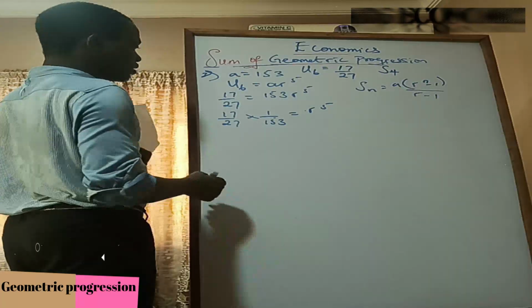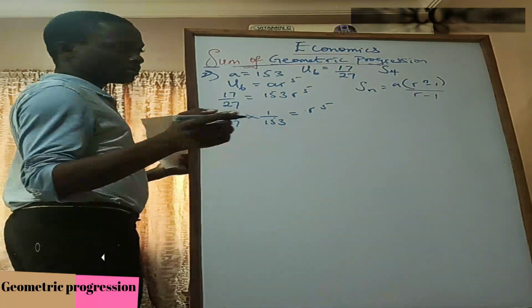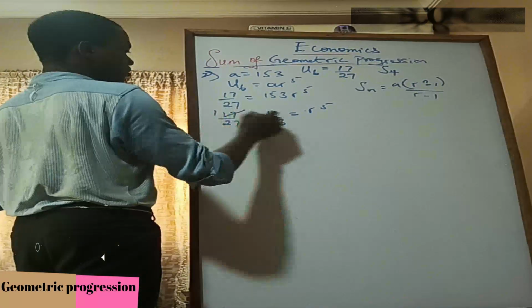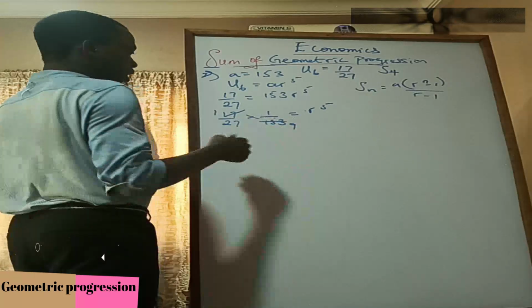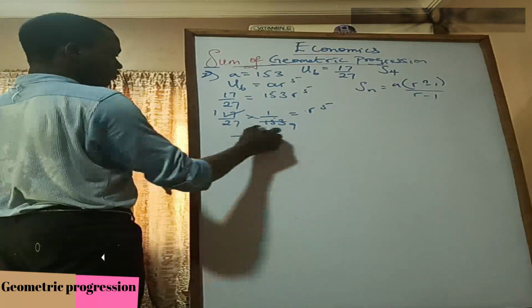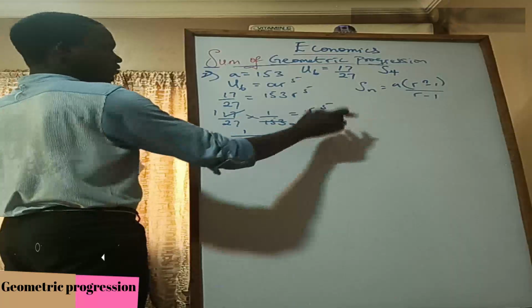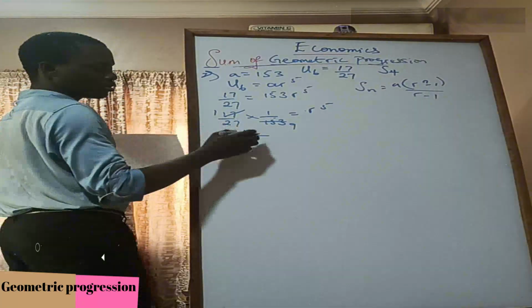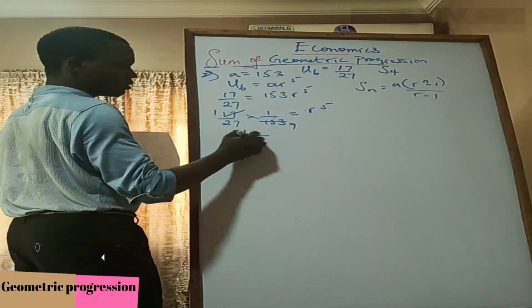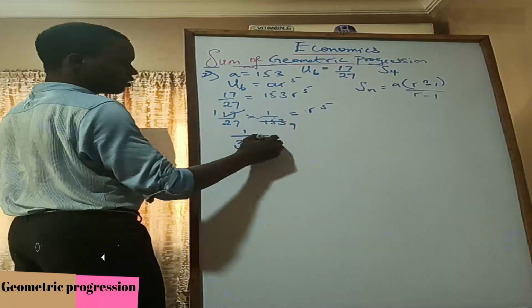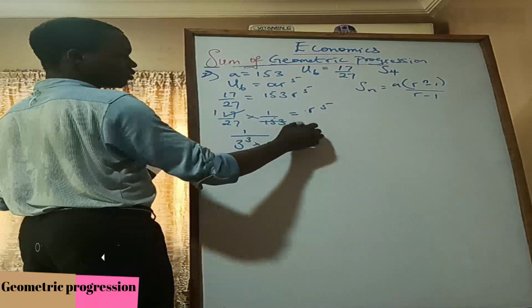So 17 can go in 153 9 times. So 17 here 1, 17 here 9. Okay, so we are going to be having 1 over, since this is raised power 5, something can go here. So we have 3 raised power 3 times 9, 3 raised power 2 equals r raised power 5.